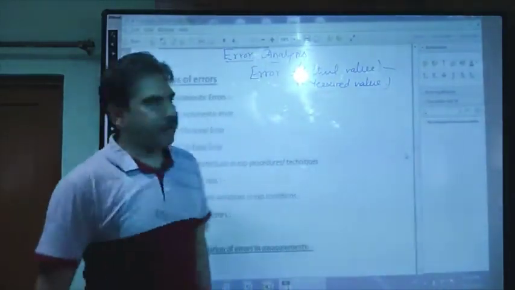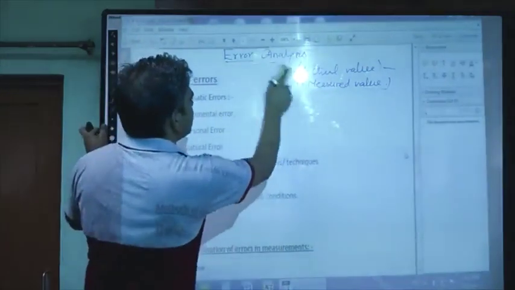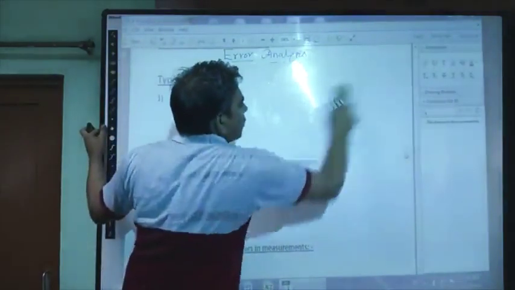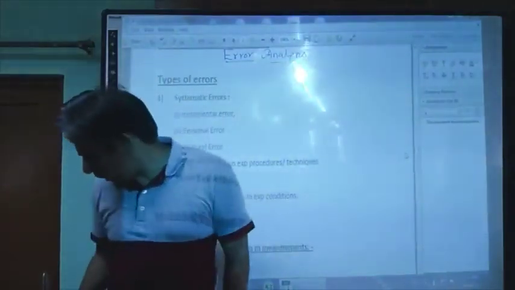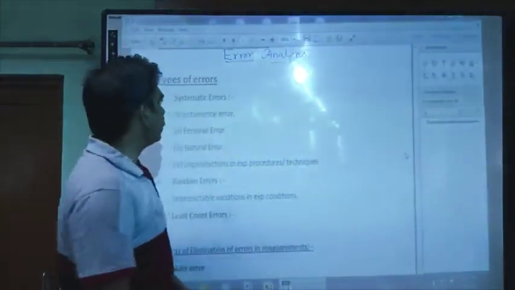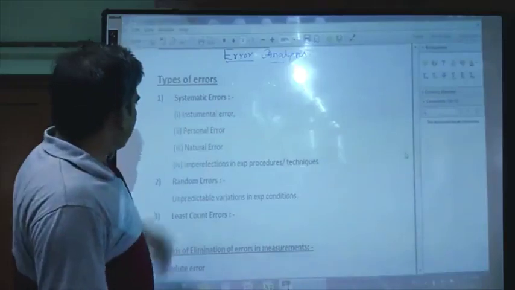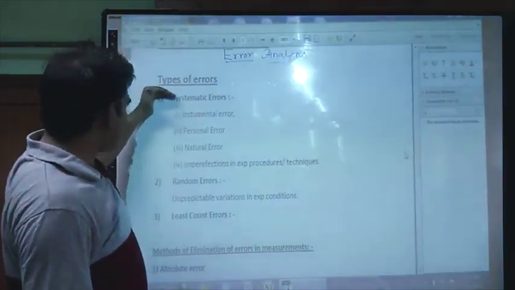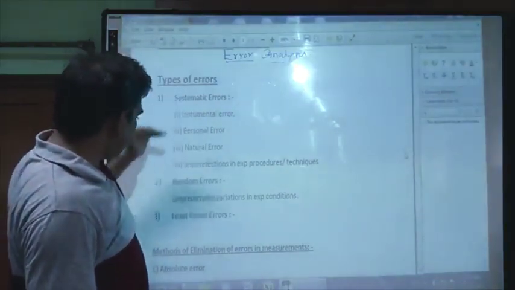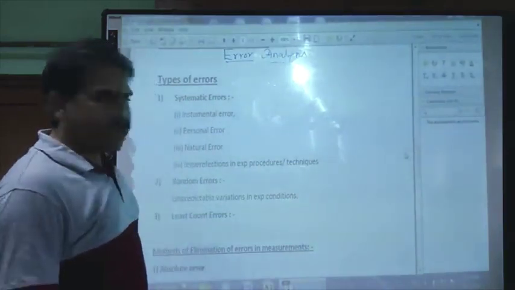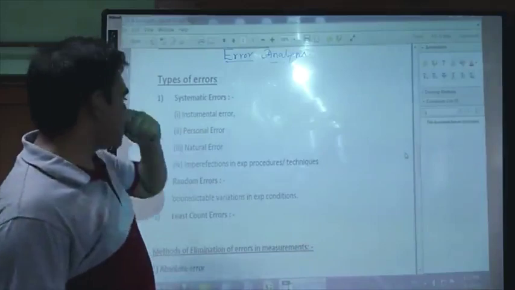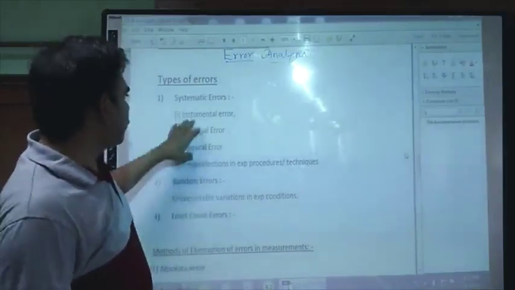So there can be different types of errors which can arise in any experimental outcome. In general, we discuss three types of errors. One is the systematic error, second one is the random error, and third one is the least count error. Let us try to discuss them one by one in short.